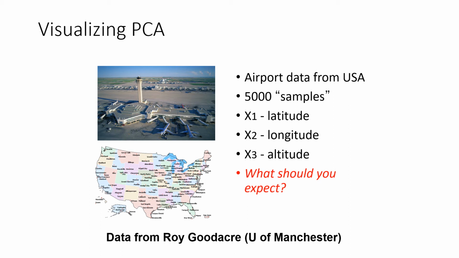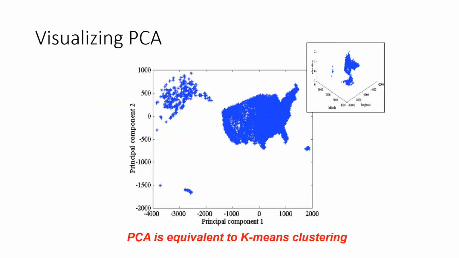So Roy Goodacre took all this data, ran it through a fairly sophisticated PCA analysis tool, and this is what he got. If you know a little bit about geography, you can see that what you're seeing is a map of the United States. There's the continental United States in the upper right corner. There's Alaska in the upper left corner. And then the lower left corner is Hawaii. And so what you're getting is a cluster or a clustering set.